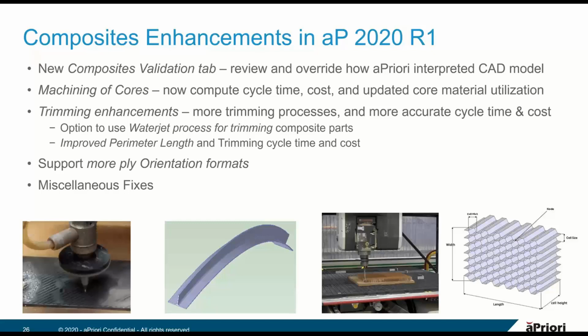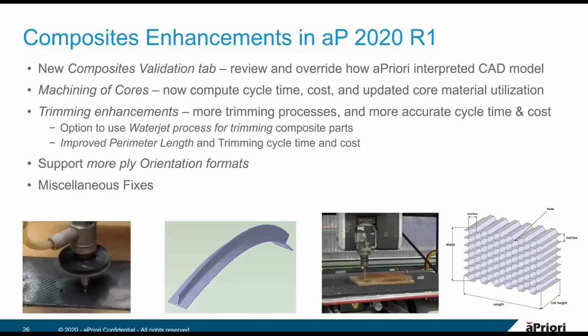And we also now more accurately determine the length of the perimeter to be trimmed in some cases for a broader set of part types. Previously, in some geometries, we could underestimate the part perimeter length. So now trimming time and cost estimates will be more accurate.